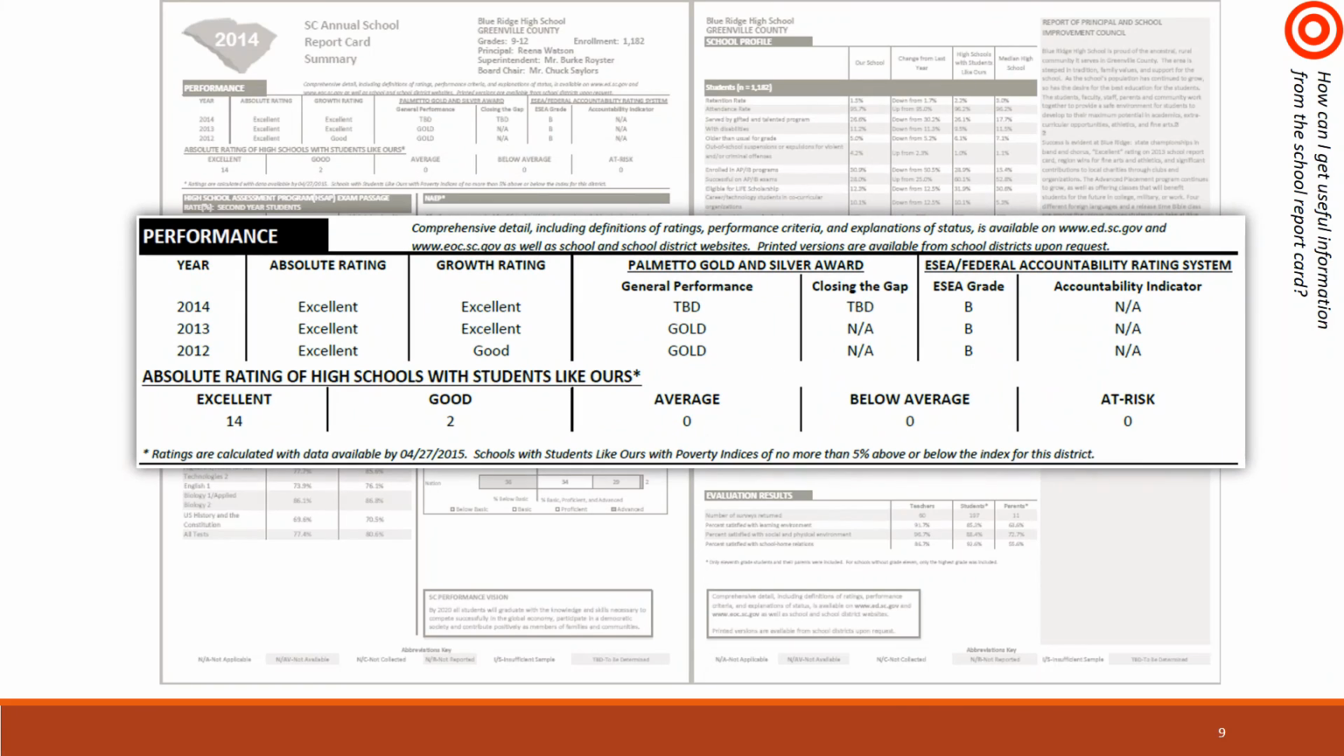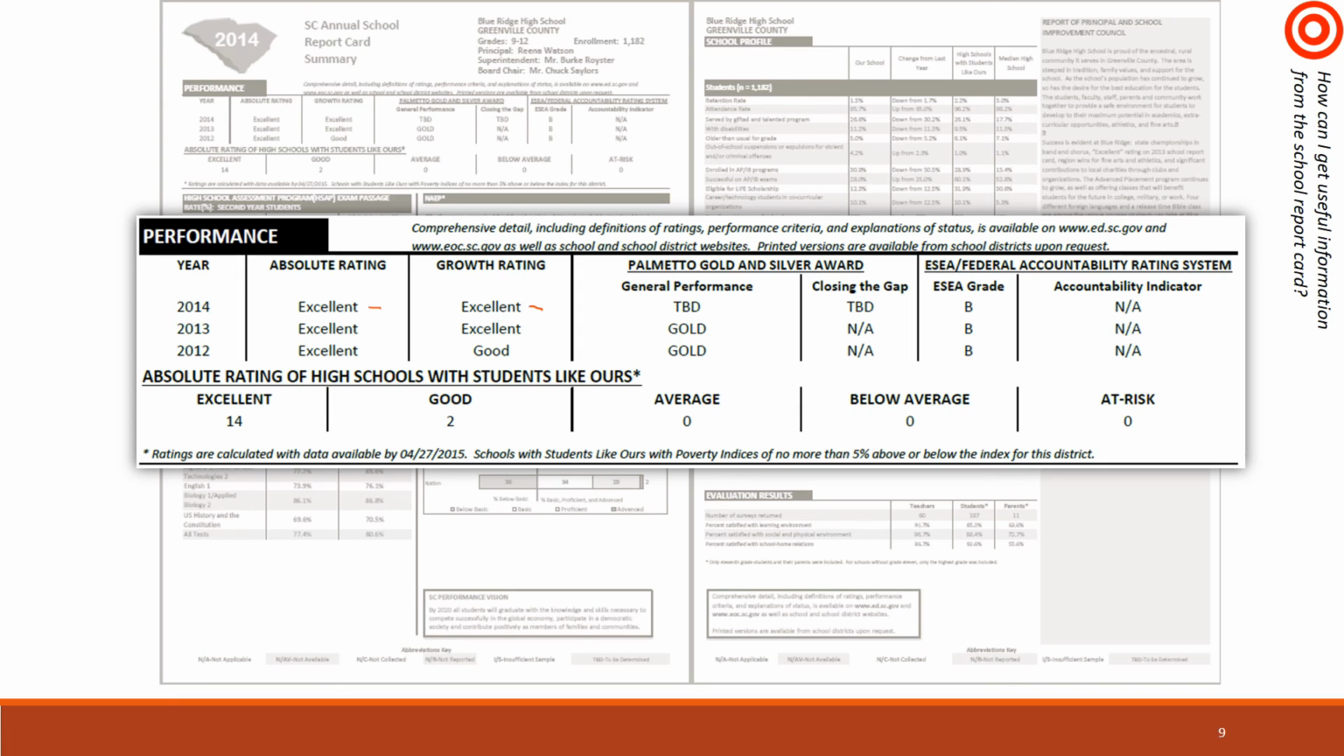The first section is the performance section. This is right at the very top of the first page. And this is where it gives us our rankings, our ratings, and the awards that we've gotten in our ESA grade for each year. And you can see that in 2014, our absolute rating was excellent. Our growth rating was excellent.